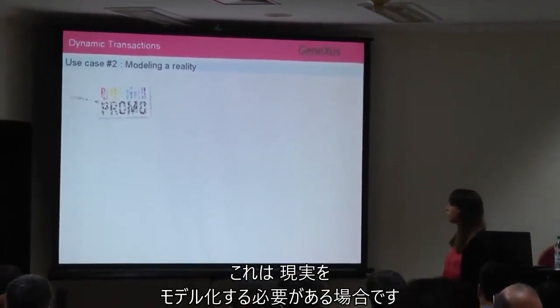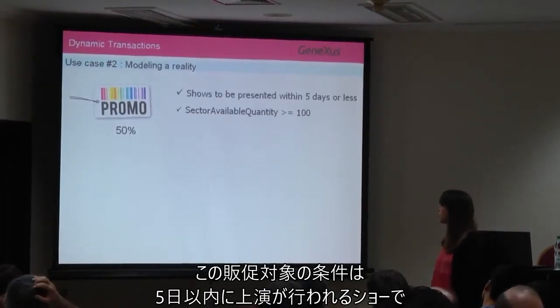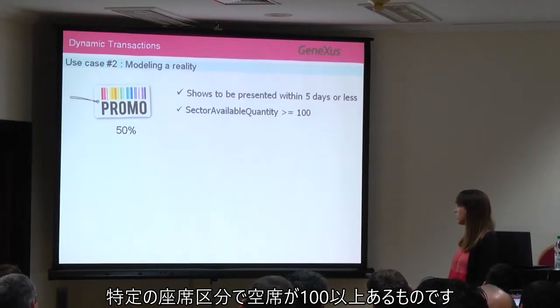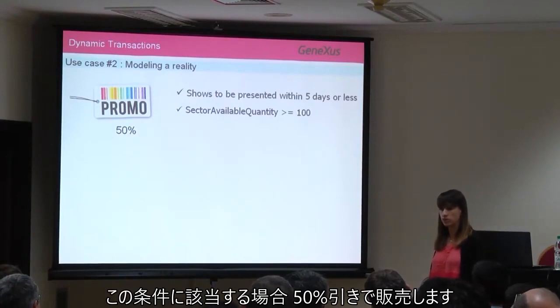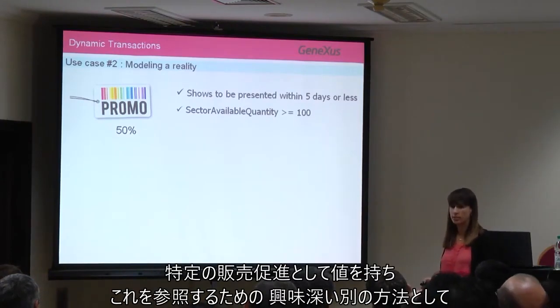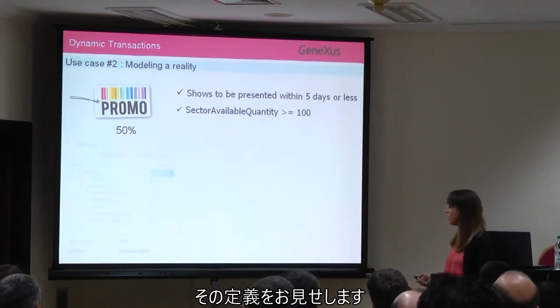We have to model a reality in this case. So let's suppose that the company is making promotions in this way. It gives you 50% off for shows that will be presented within 5 days and that are available. Certain sectors have the same or more than 100 seats available. And in that case, they're going to be sold with a 50% discount. Now, an interesting alternative to see what the specific promotions are is to define a dynamic transaction. Let me show you this definition.